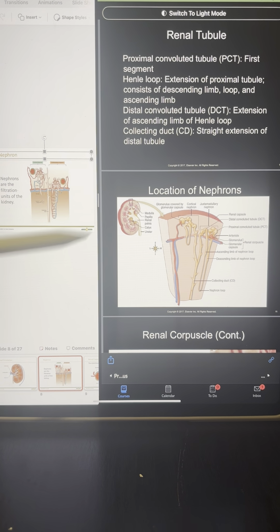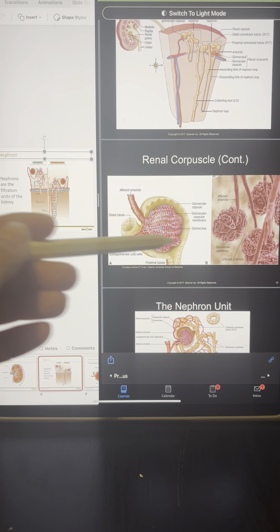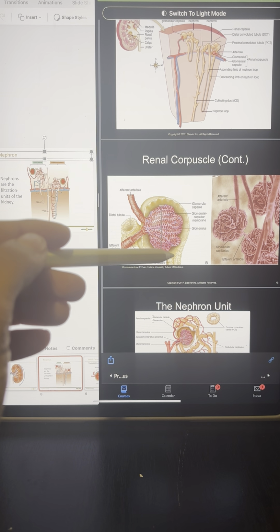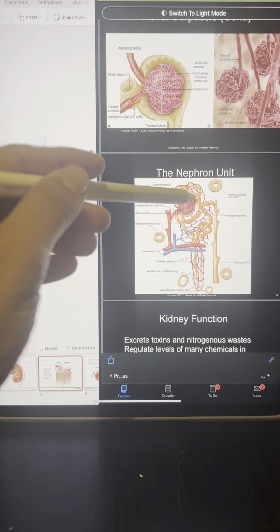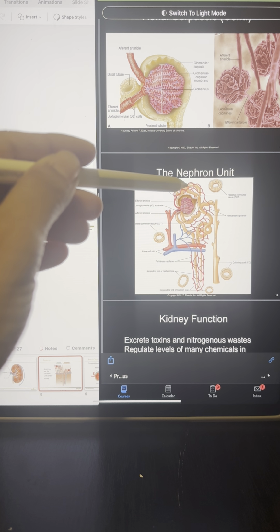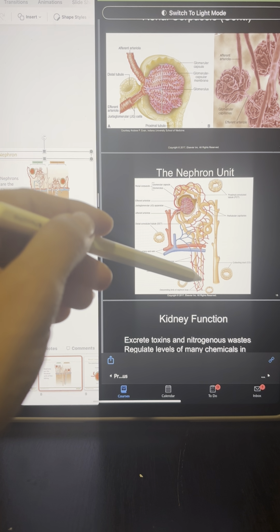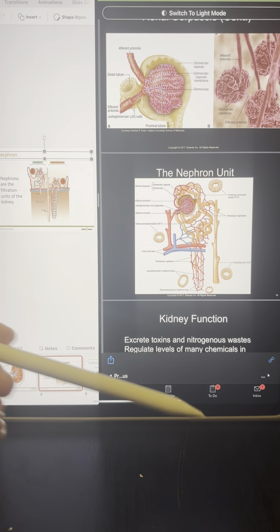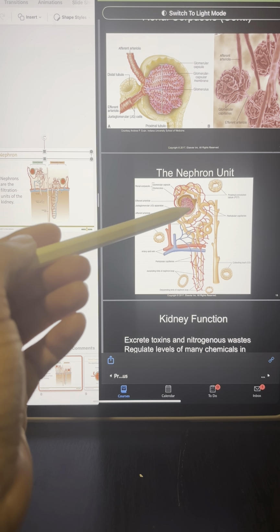So, as I said, once all that stuff is pushed out into the Bowman's capsule, the blood that's left leaves through the efferent arteriole, but then the stuff that's pushed out goes through those tubes right there. So it leaves the Bowman's capsule and they go through the proximal convoluted tube, at which point then they go to the loop of Henle, then they come to the distal convoluted tube, and then they come to the collecting duct. Okay, throughout that. So in here, everything is pushed out.